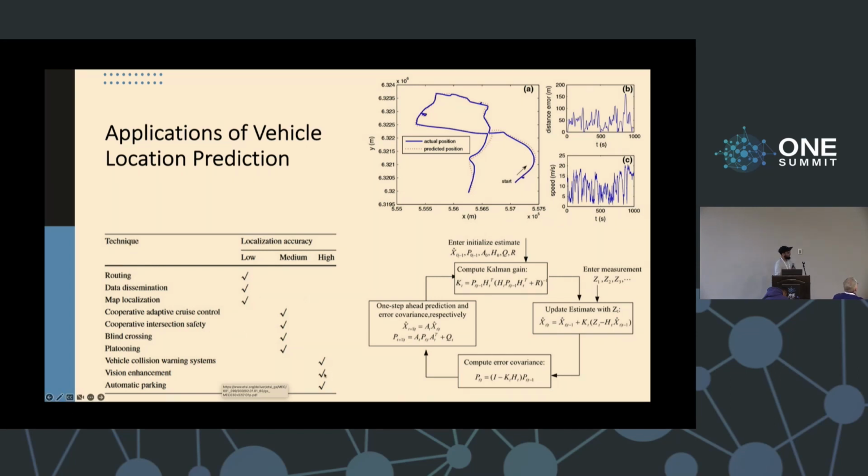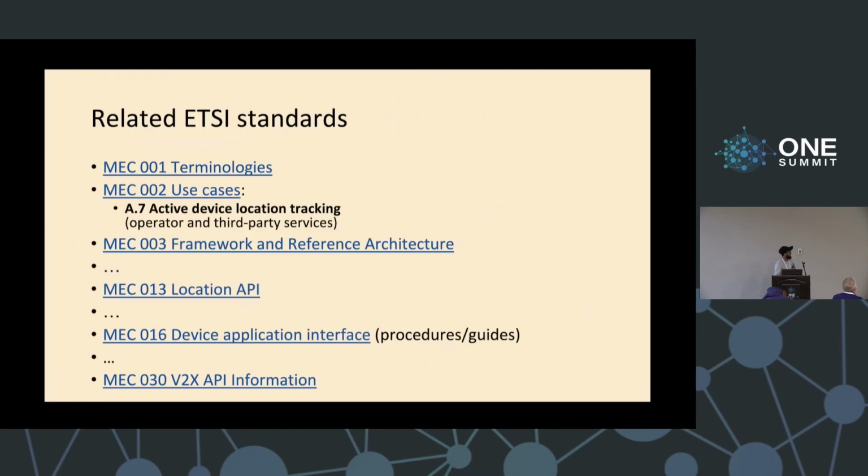So these are the areas which were the motivations to improve the accuracy of location. According to the ETSI standards, these are the APIs related to connected cars, vehicles, and other kinds of devices which can share locations with each other. These standards provide insights for further information about the location, and active device location tracking is the main target of this work.